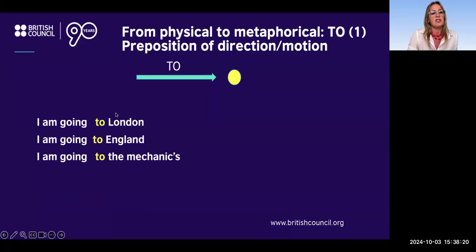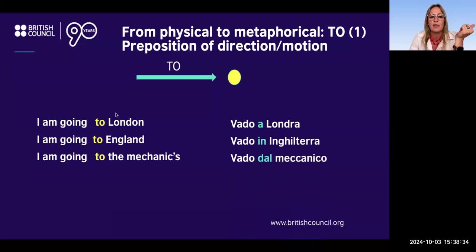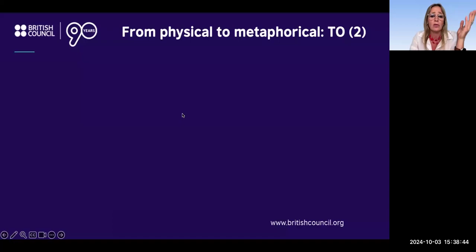So in English, for example, when we use it as a preposition of direction, I'm going to London, to England, or to the mechanics. In Italian, for instance, as in many other languages, we would use different prepositions depending on whether we are going to a city, to a country, or to a shop, to a professional. But all of these meanings are associated to one single concept in English.